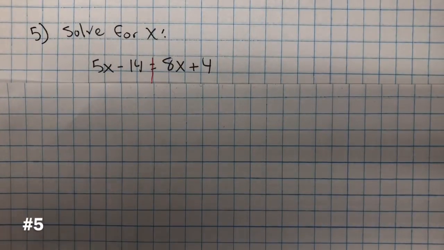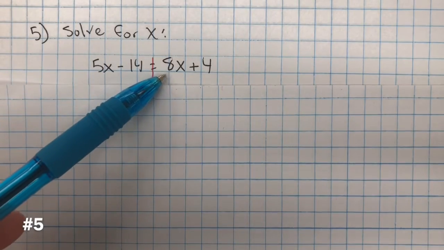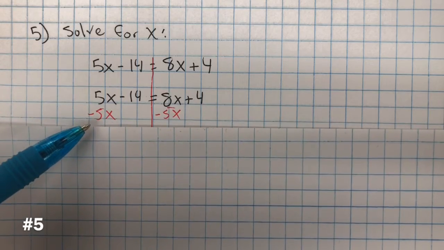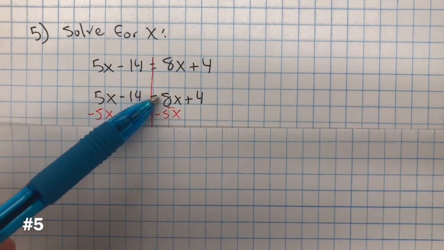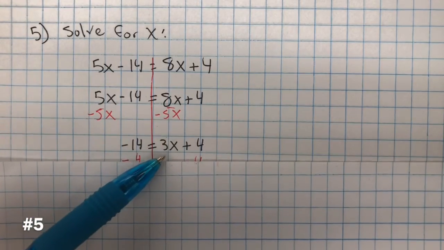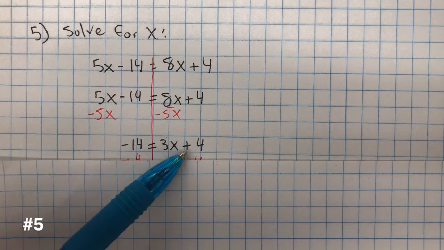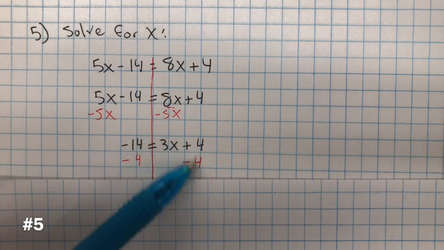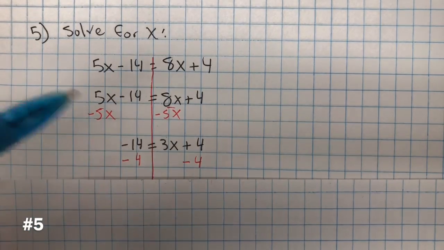For number 5, we're solving for x. So we have a greater value of x's on the right side, so we're going to subtract 5x from both sides. 0 pair. 8x minus 5x equals 3x. This is adding 4, so the inverse of addition is subtraction. So we subtract 4, 0 pair. And what you do to one side, you do to the other.